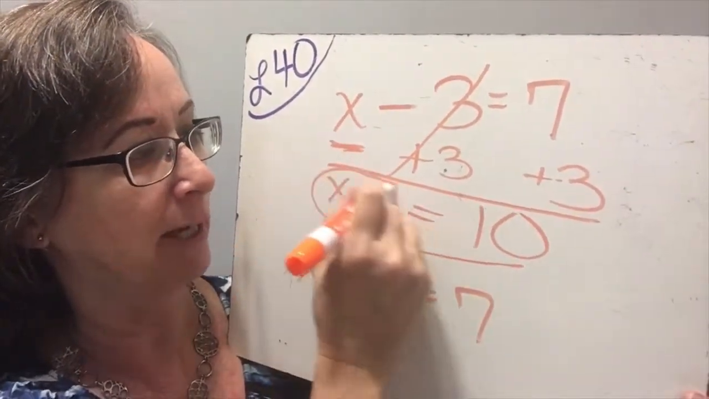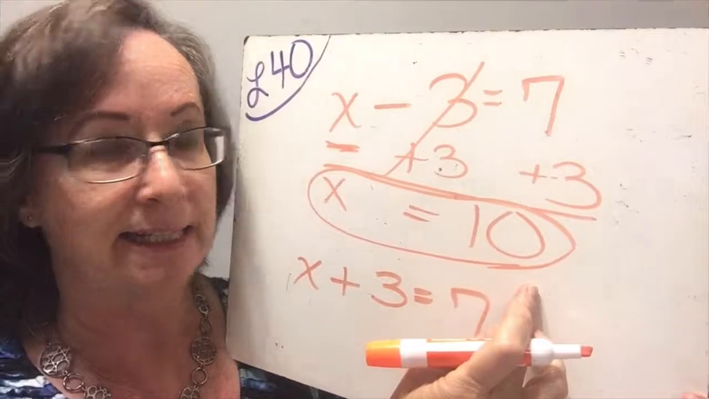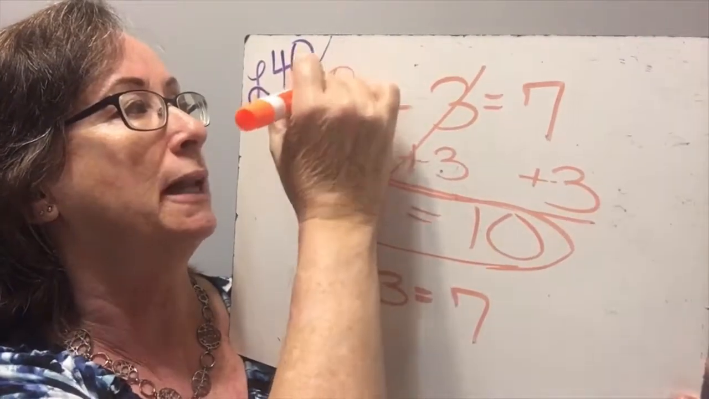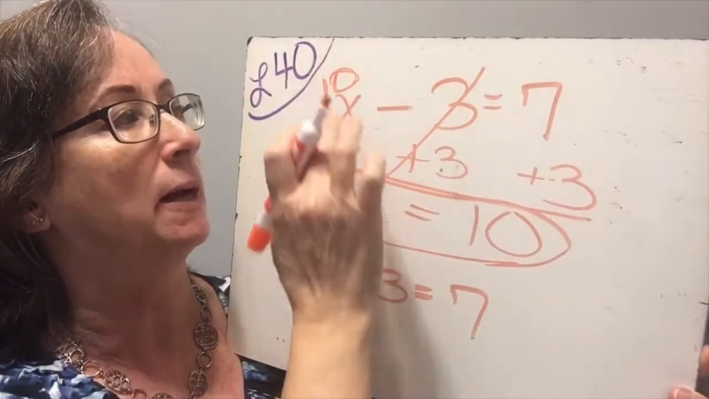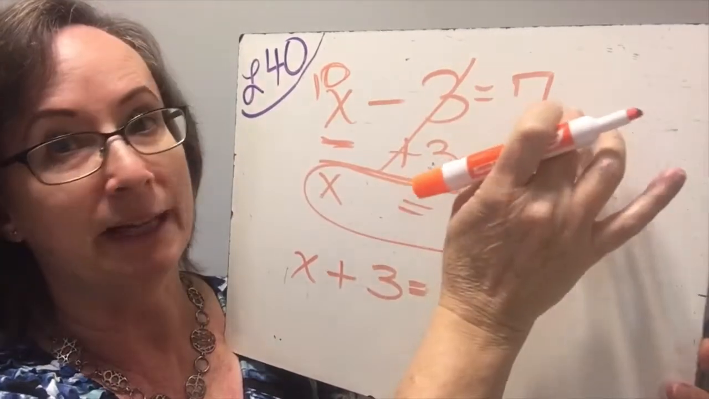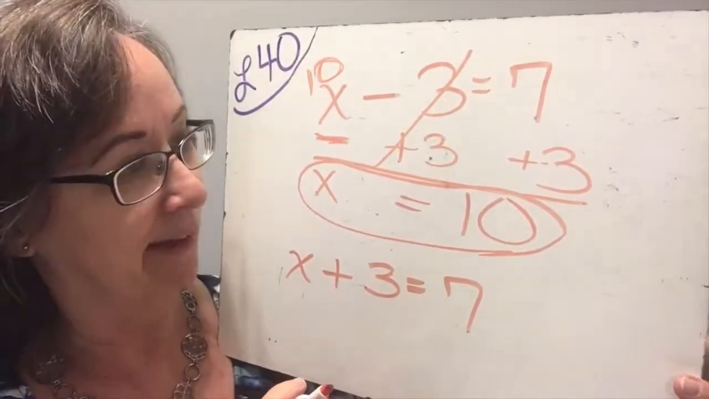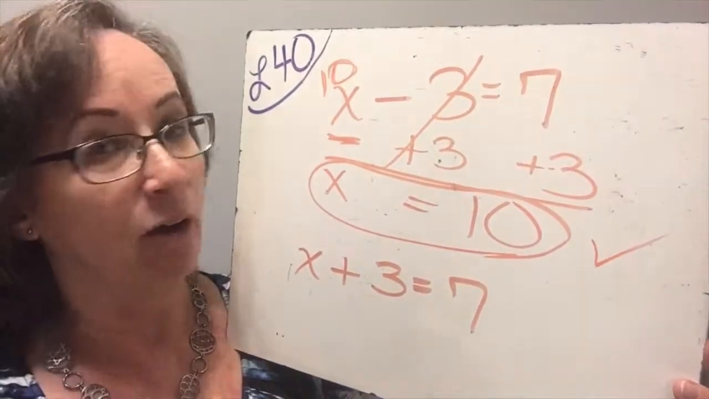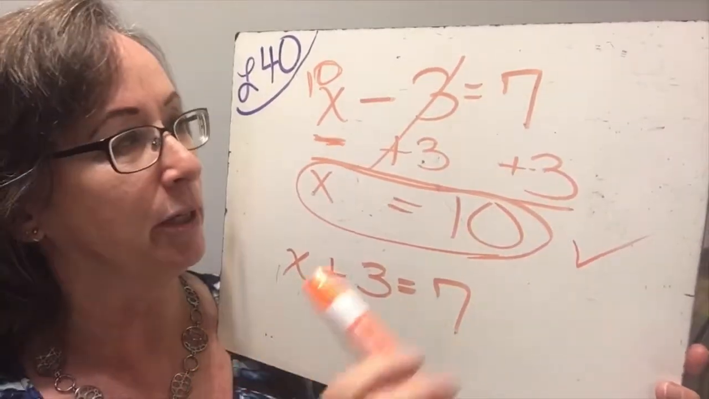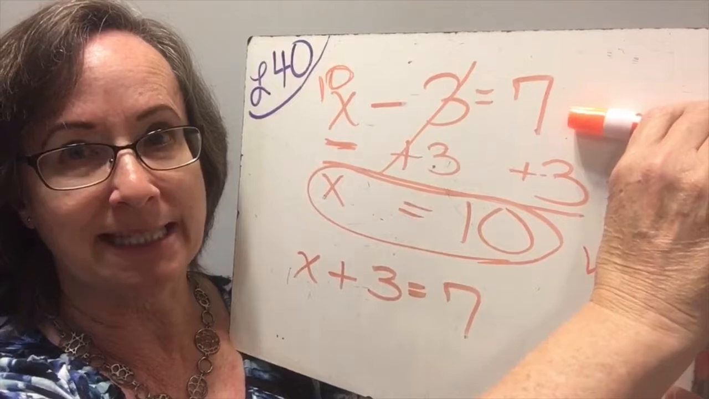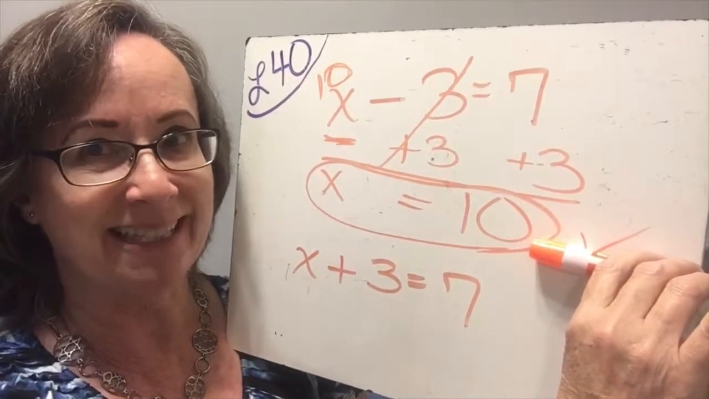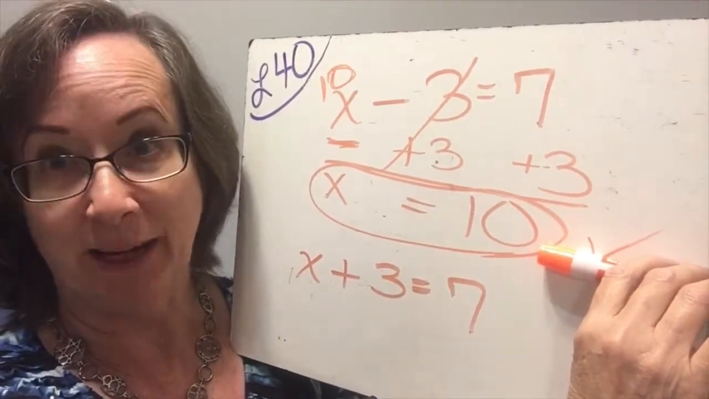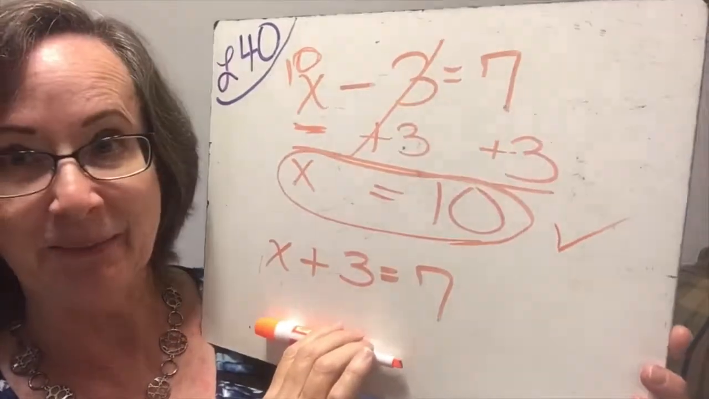And to check and make sure that 10 is indeed the solution, we plug the 10 in where the x was. 10 take away 3 is 7, and that is correct. So we've got the right answer. Okay, now we would say, and we would be true, that x minus 3 is 10 and x equals 10 are equivalent equations.